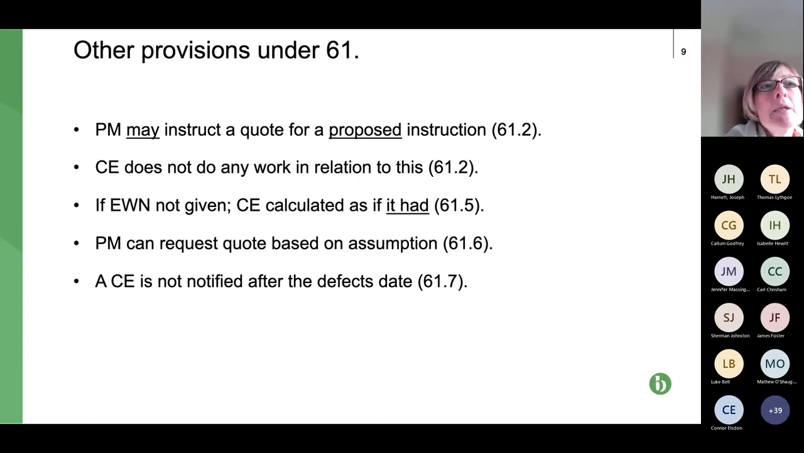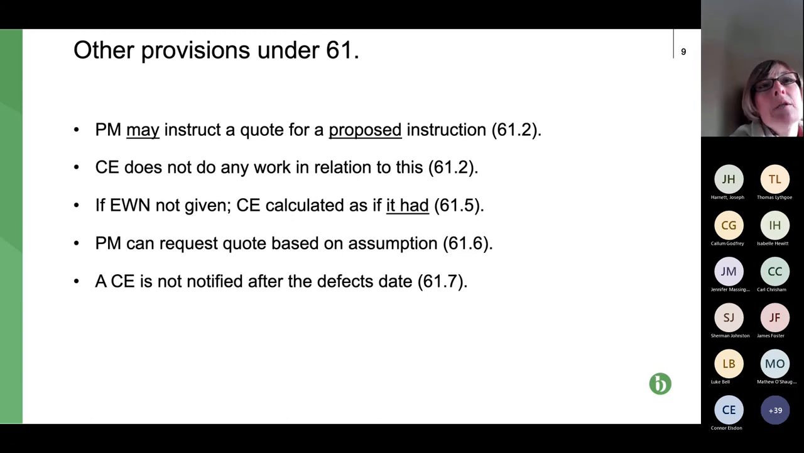Fourth bullet point, the project manager can request a quote based on an assumption. So this is clause 61.6. Why would they do that? Well, the quote has got to cover all items that would be anticipated within the CE and include an element of risk. So without any assumptions, in some cases, the quote may end up a ridiculously huge figure.